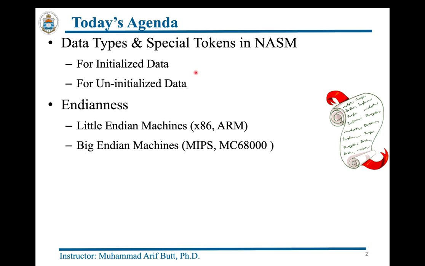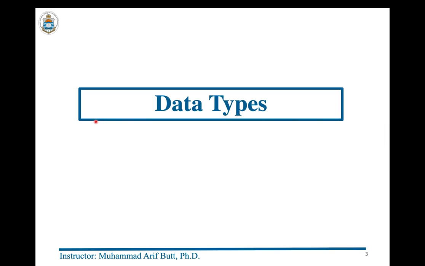Today we will practically understand the usage of different data types and special tokens in NASM. And in the second part, we will practically understand the Endianness of x86-64 machine. Let us start. Let us first talk about the data types.